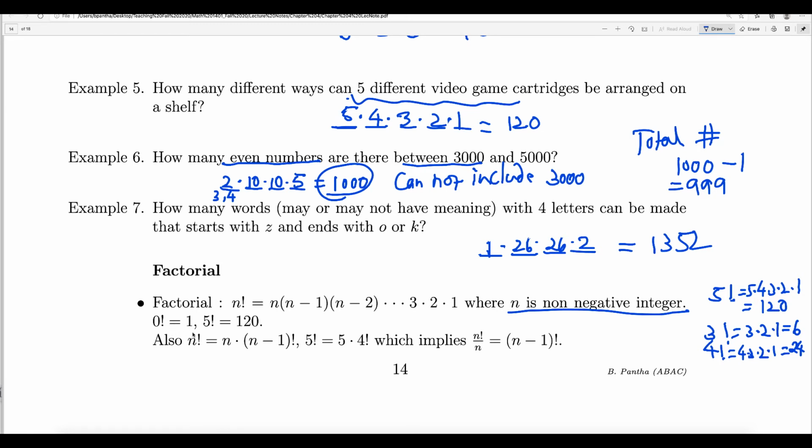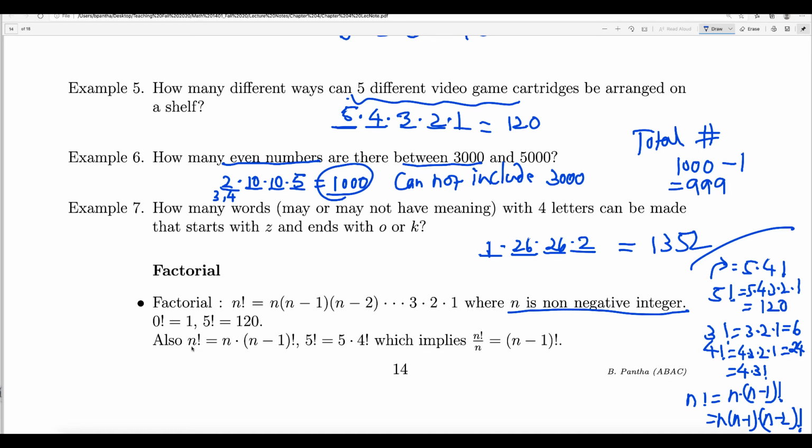Now, how about 0 factorial? 0 factorial is 1, but how? Look at this. What is 4 factorial? 4 factorial is 4 times 3 times 2 times 1, right? And 3 times 2 times 1 is 3 factorial, so you can write 4 times 3 factorial. Similarly, 5 factorial is 5 times 4 factorial. You can stop the factorial at any time you want to. That's why n factorial can be written as n times n minus 1 factorial, or you can stop at n times n minus 1 times n minus 2 factorial too. You can stop at any step. For example, 5 factorial can be written as 5 times 4 factorial or 5 times 4 times 3 factorial. It is okay to stop there.